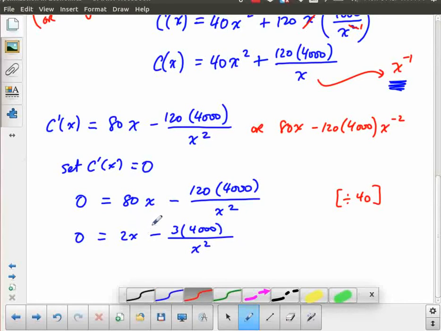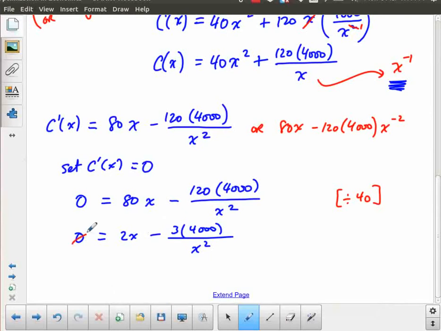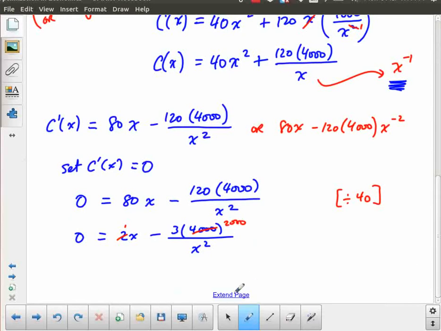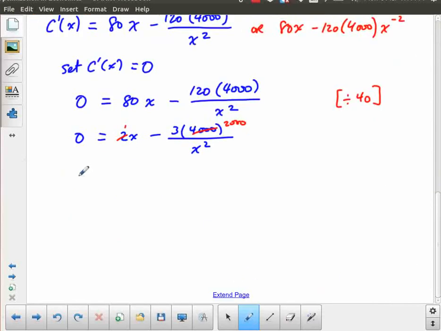When I divide everything by 2, 0 divided by 2 is still 0, so I don't really need to do that. 2 divided by 2 gives me 1, and 4,000 divided by 2 gives me 2000. So now I end up with a final simplified equation of x minus, and simplifying this, 3 times 2000 is 6000 over x squared.